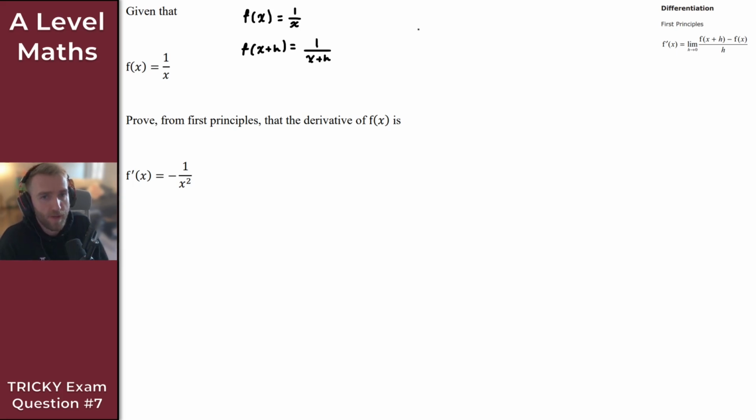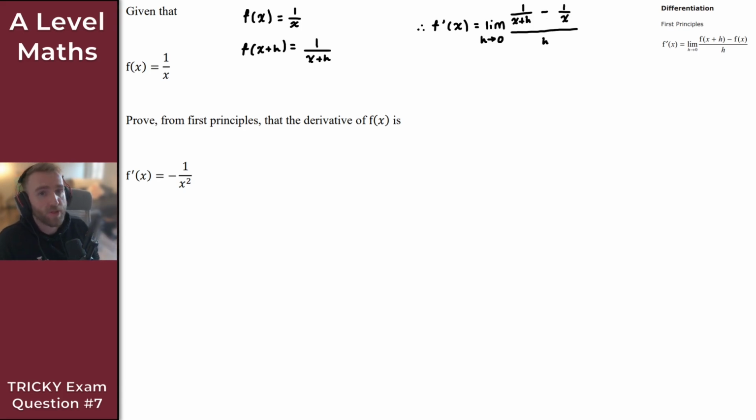So therefore f prime of x here is equal to the limit as h tends to 0 of f of x plus h, that's 1 over x plus h, so 1 all over x plus h, minus f of x, which is 1 over x. It's minus 1 over x here. And that's all over h, okay? Right, so where do we go from here?